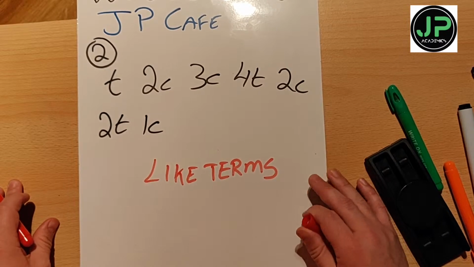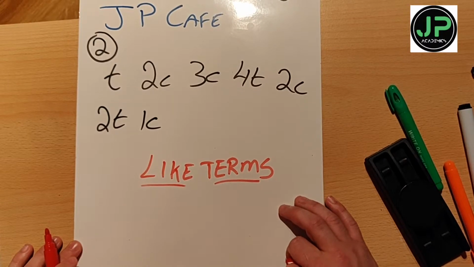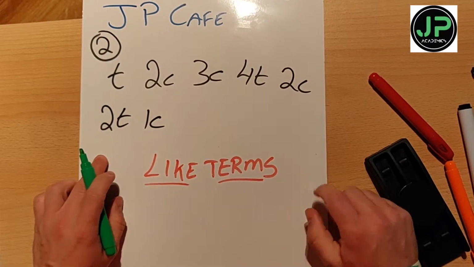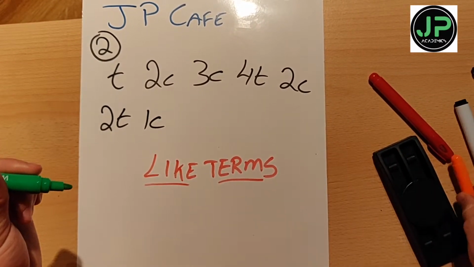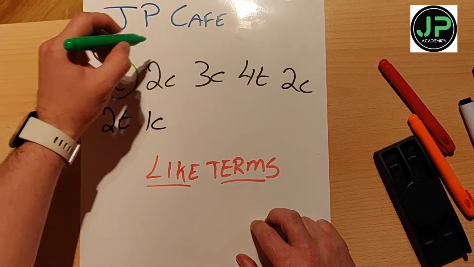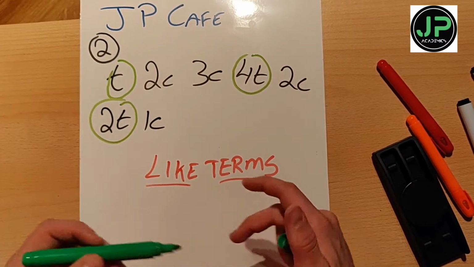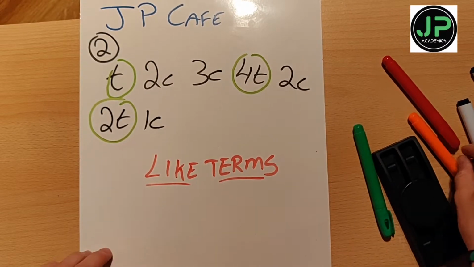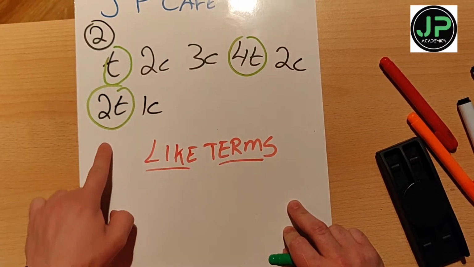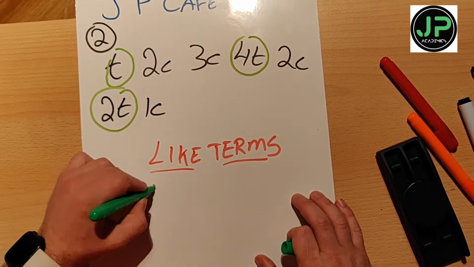Now to make it a bit easier, what we're going to do is collect like terms. So we're going to collect the letters. Now, just to make it a bit easier to see, we're going to use different colours. So for every T, I'm going to colour it in green. And for every C, we're going to colour it in orange. So there's a T there, there's a T there, and there's a T there. So now, that's the T's covered. How many T's have we got? Well, there's 1 here, there's 4 here, and there's 2 here. So 1 plus 4 plus 2 is 7. So we have 7 T's.